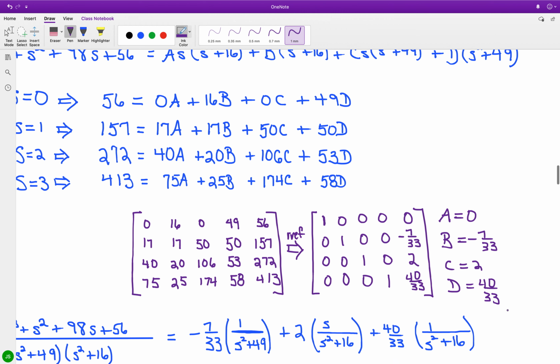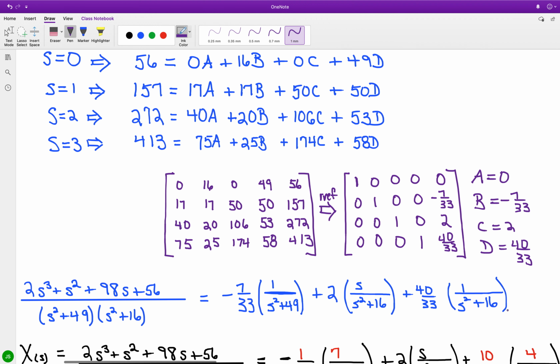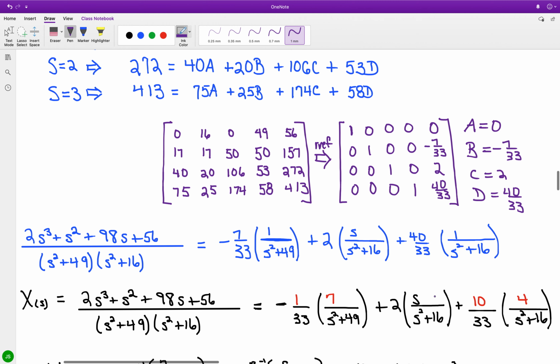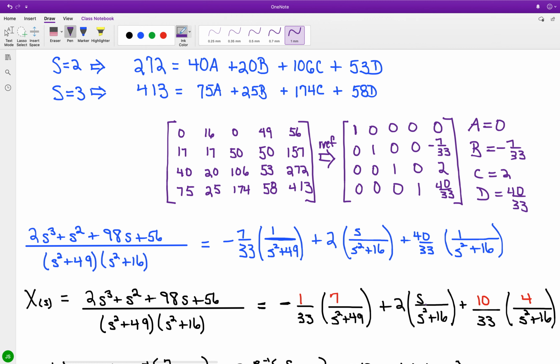And going back to the partial fraction decomposition setup, again A is negligible, but for our B over s squared plus 49, that will be negative 7/33 times the reciprocal of s squared plus 49. And with C, s over s squared plus 16, C at 2, we have 2 times s all over s squared plus 16. And with D over s squared plus 16, D at 40/33, we have 40/33 times the reciprocal of s squared plus 16. So that is what we have for the Laplace transform x of s.